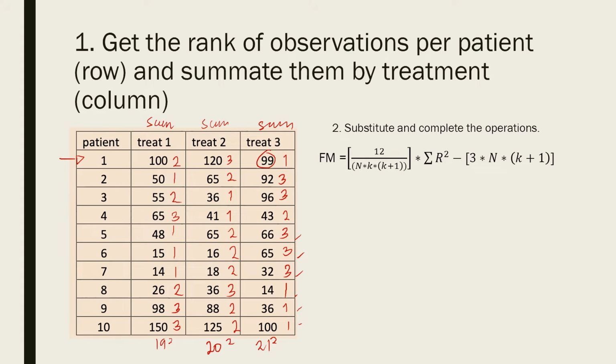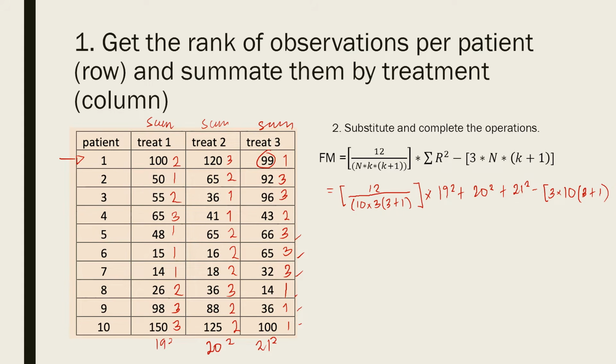Let's write and substitute our formula. So you have Fm is equal to 12, which is a constant, divided by n, which is 10, times k, which is 3, times the quantity of 3 plus 1, times the sum of ranks, which is 19 squared plus 20 squared plus 21 squared, minus 3 times n, again n is 10, times the quantity of k plus 1, that is 3 plus 1.